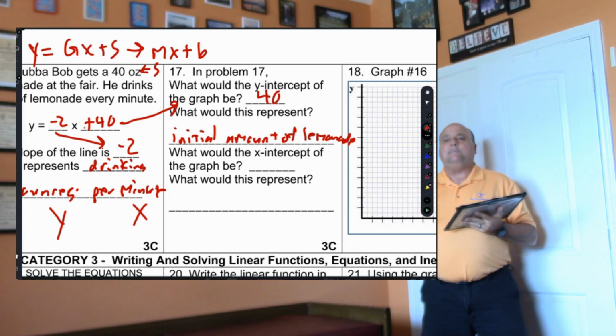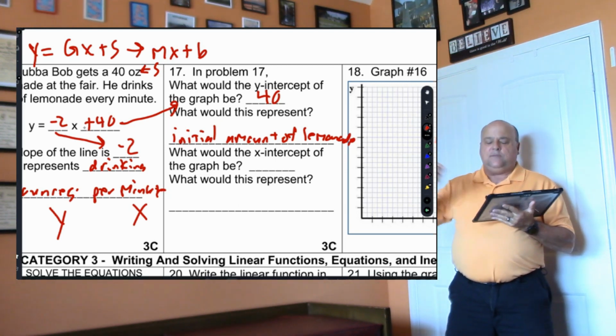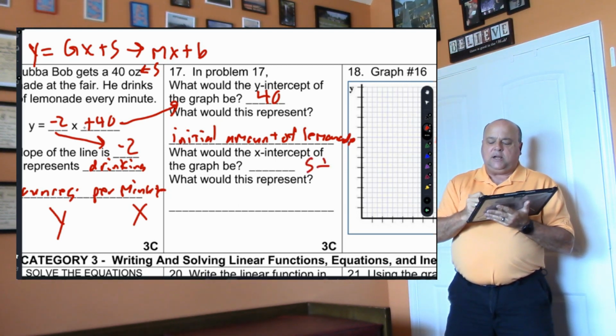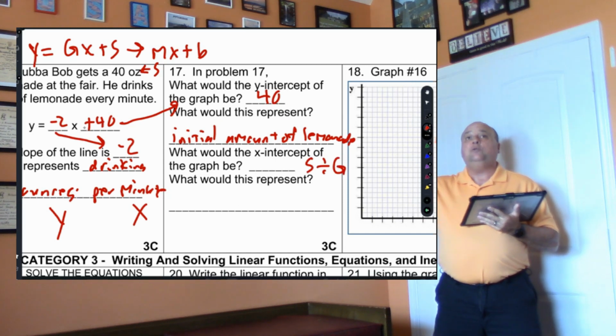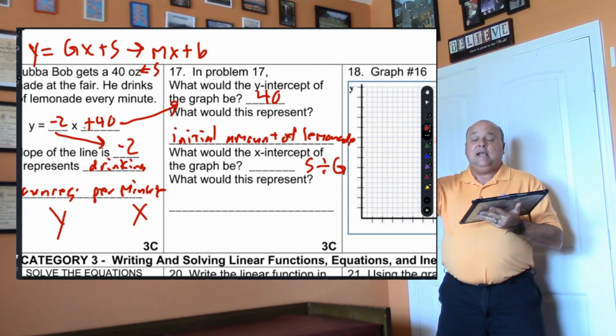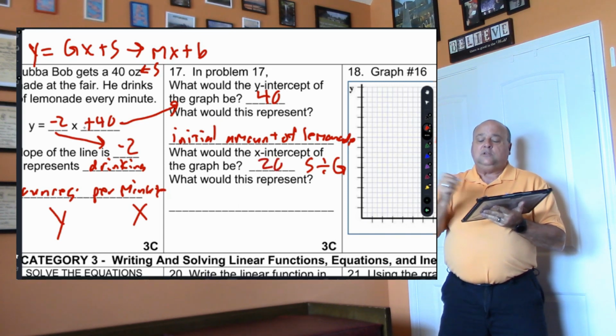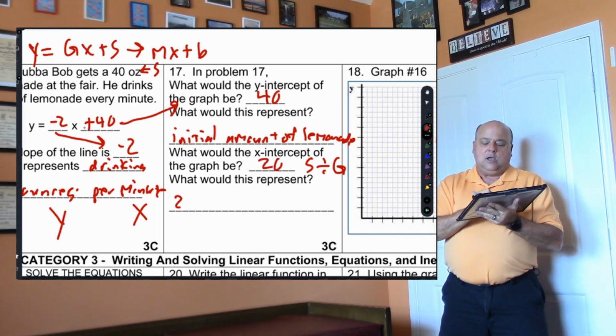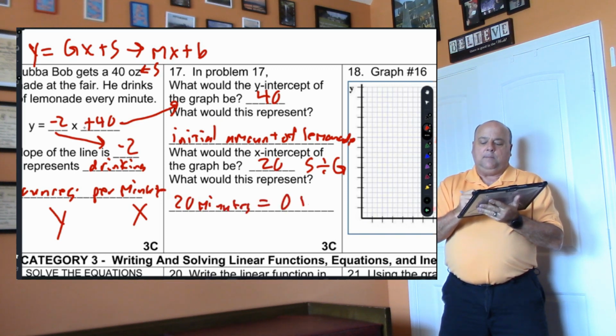The x-intercept is how many growing numbers are in the starting number. So it's the starting number dividing by the growing number, but you have to flip the sign. If he drinks 2 ounces every minute, it's going to take him 20 minutes. So the x-intercept is going to be 20. 20 minutes of drinking equals 0 lemonade, right?